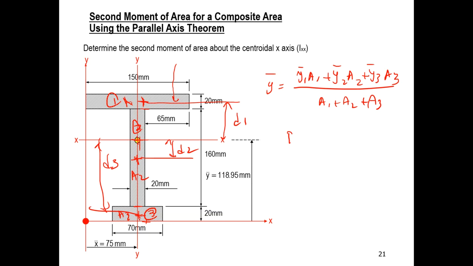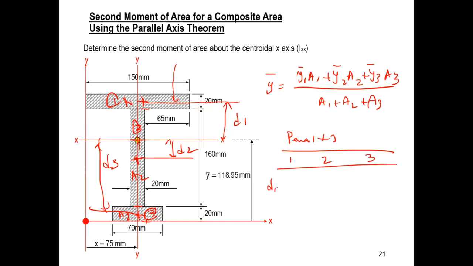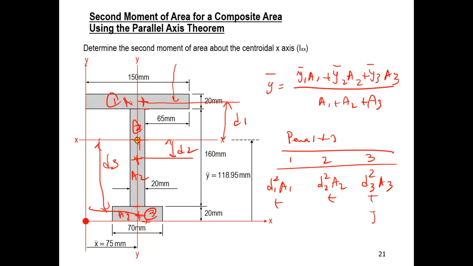The penalty for the first shape, second shape, third shape. For this one, the penalty is D1 squared A1. The penalty for this one is D2 squared A2, and the penalty for the third shape is D3 squared A3. So you mix these values with those you grab from the table, and here you are. You cooked your dinner. You cooked your lunch.